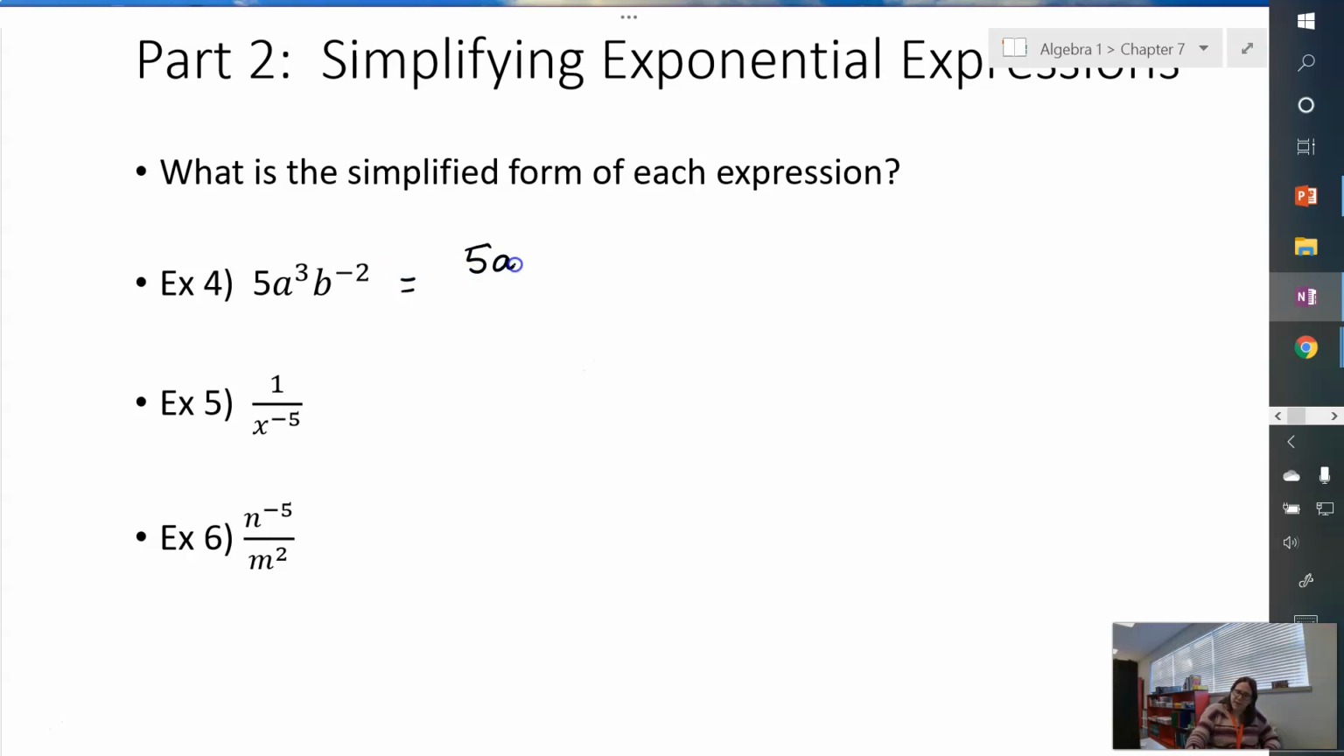So 5a cubed, that's all fine, but I've got a negative exponent here. Move that b downstairs and then change its exponent from negative 2 to positive 2. 1 over x to the negative 5. Well, x to the negative 5 is in the downstairs. I have to move it. So I'm going to move it upstairs. Change that exponent from negative to positive. And then I don't need an over 1, so this just becomes x to the 5th.